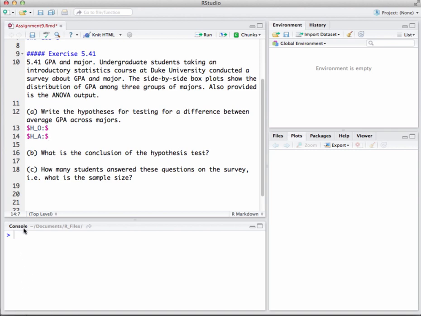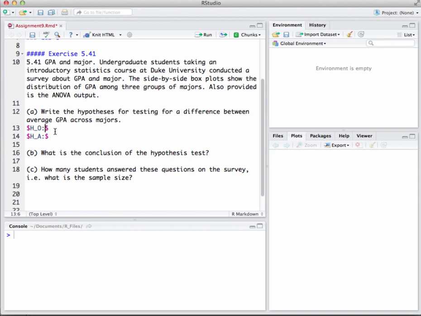So GPA and major. Undergraduate students taking an introductory statistics course at Duke University conducted a survey about GPA and major. The side-by-side box plots show the distribution of GPA among the three majors. Also provided is the ANOVA output. In other words, they input the data into R, had R produce the ANOVA table for you, and they reproduced the ANOVA table for you there. So they want us to write, first off, the hypotheses for testing for a difference between majors and their GPA.